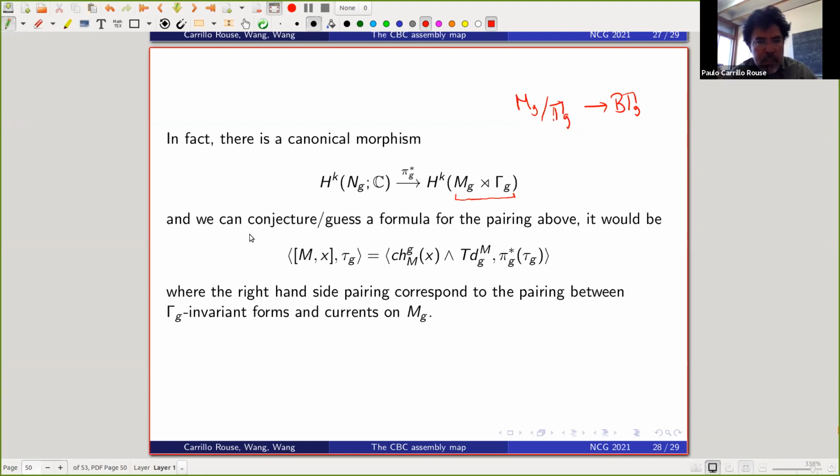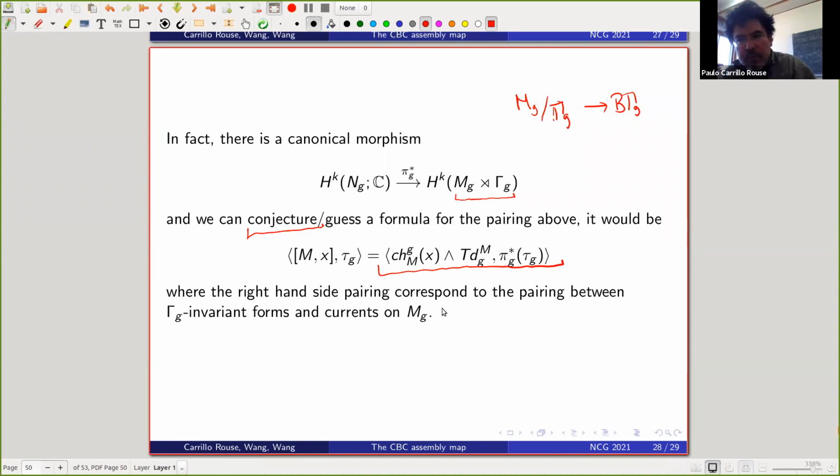Well, I will conjecture it because we haven't completely written down the proof yet, but this is in progress. So the formula will take this form. But this form is already appearing between gamma-invariant forms and currents on MG, which is the fixed point submanifold. This is as every known formula is like that, at least all the formulas I know.